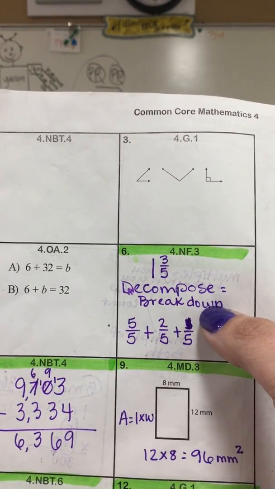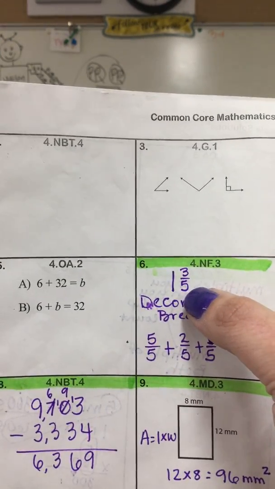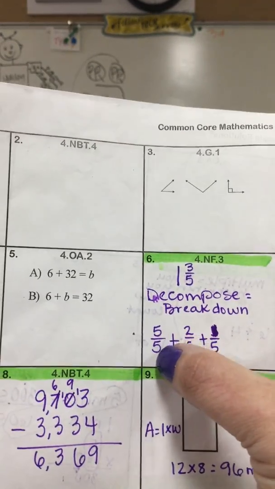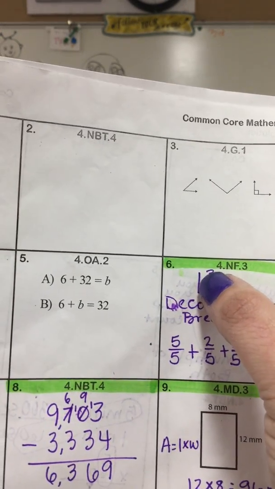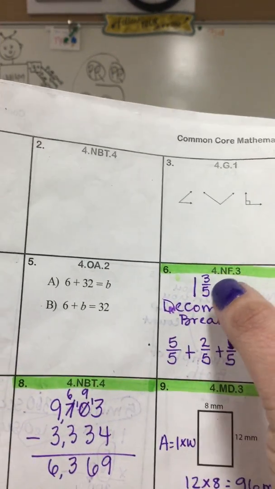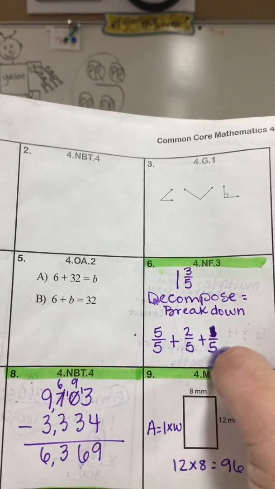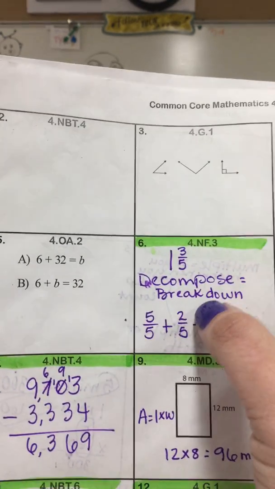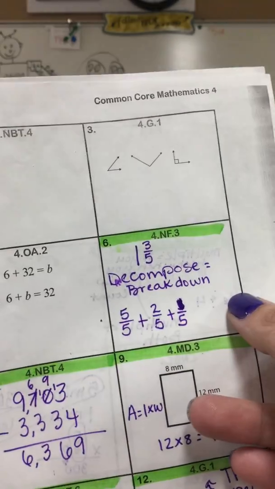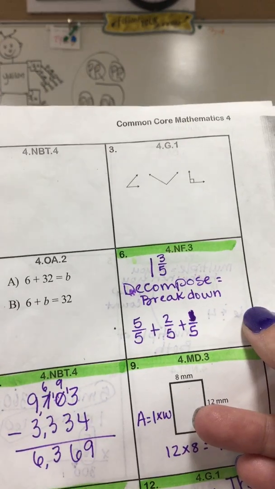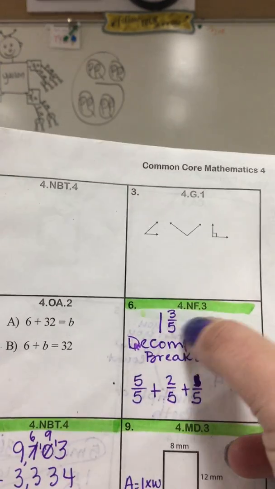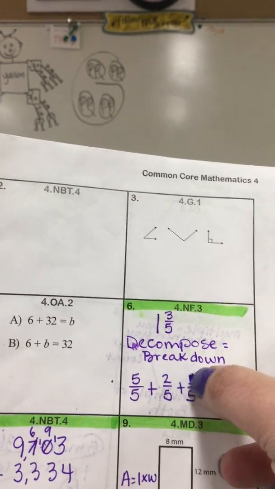Decomposing means to break down, and as we see, we're decomposing this mixed number of 1 3/5. What I told them that they could do is just decompose that whole number with that super 1, and then decompose the fraction with just a sum of fractions that would equal 3/5. You could give them a combination of any of the mixed numbers and ask them to come up with a combination of any type of mixed number. They are asked to come up with 2 different combinations.